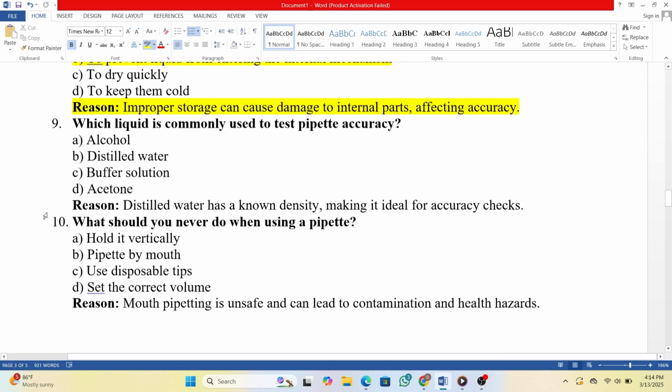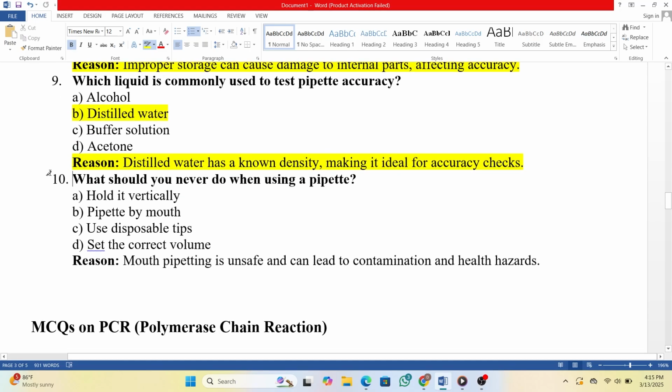9. Which liquid is commonly used to test pipette accuracy? A. Alcohol. B. Distilled water. C. Buffer solution. D. Acetone. Answer: B. Distilled water. Reason: distilled water has a known density, making it ideal for accuracy checks.